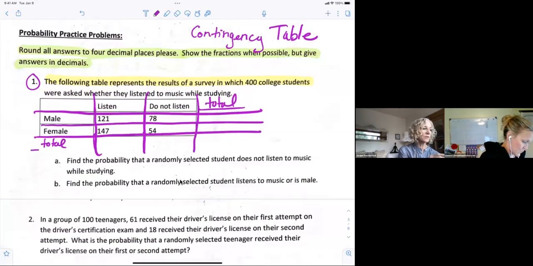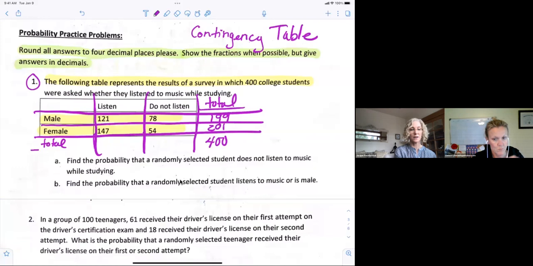So if I take row total, that means I'm going to look at males. So males is 121 plus 78. So 121 plus 78 is 199. And then when I look across the row for females, 147 plus 54, that's 201. So I know there's 201 females in the study and 199 males. And the total, when I add them, is 400, because 199 plus 201 is 400. And that makes sense because it says there's 400 college students.